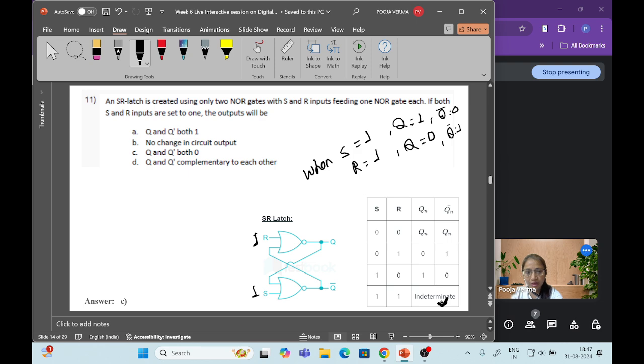So when S and R both are 1, Q and Q dash both are going to equal 0. That's why it is in the indeterminate mode or invalid state. This is a limitation of the SR latch. So option C is the correct answer in that case: Q and Q dash both are 0. That's why it is an invalid state. Okay.